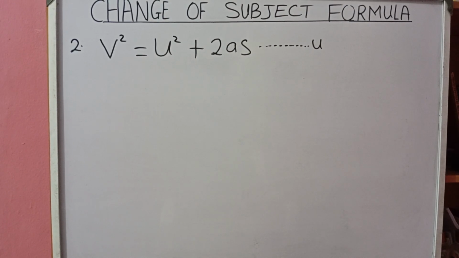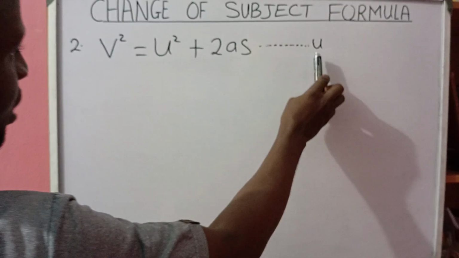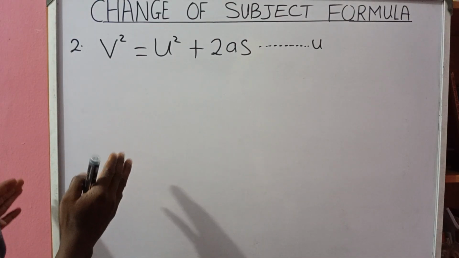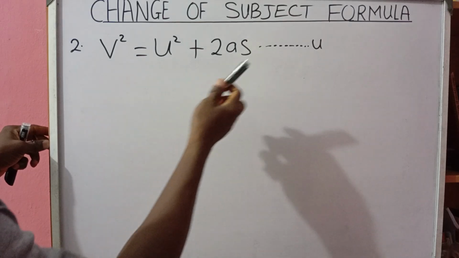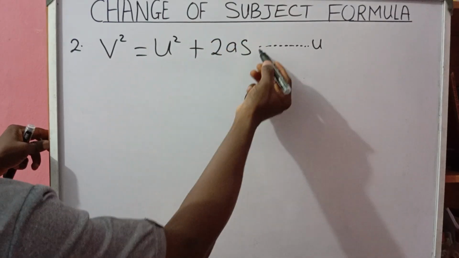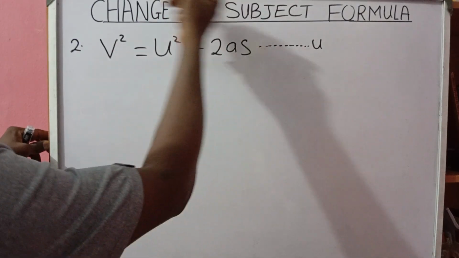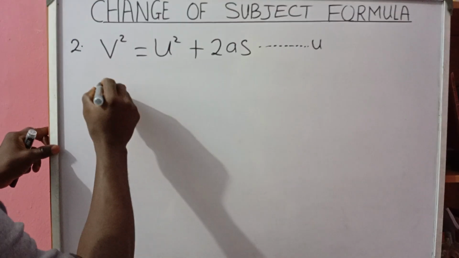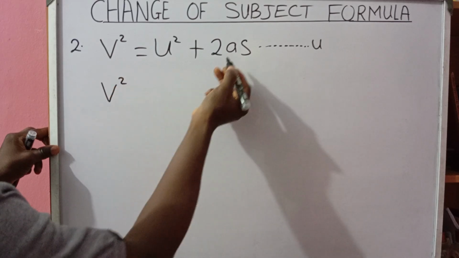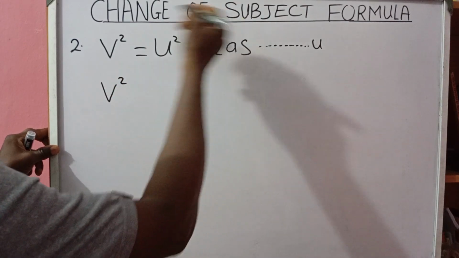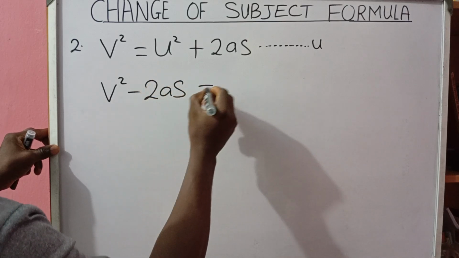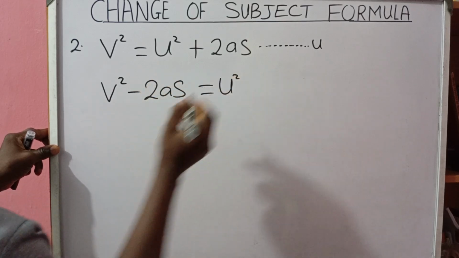Then for the number 2 question, here we have v squared equal to u squared plus 2as. We are to make u subject of the formula. That is to say, we are to make u stand on its own. This question is quite easy. All we need to do is to let this particular term here move over to the left-hand side so that u can now stand alone. By so doing, we have it as v squared, then plus 2as, moving over to this side becomes minus 2as, equal to u squared.